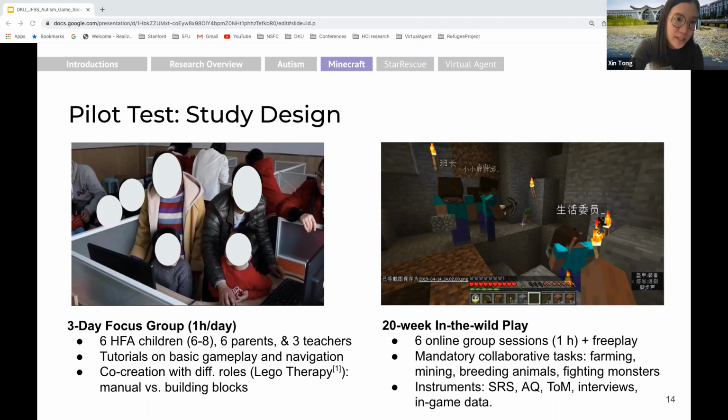This originated from Lego therapies, where one of the kids has the map or the menu, and the other kid has the building resources, and they need to collaborate together.